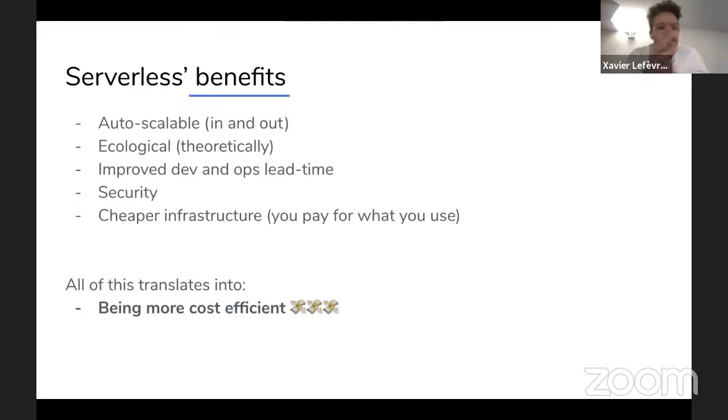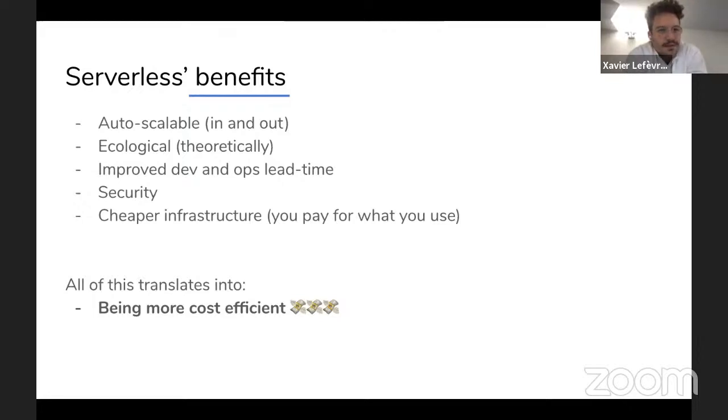So what brings us here? Serverless benefits. When we talk about serverless benefits, we can mention those like auto-scalable in and out. It could be ecological. If you have sources that show and prove that it's ecological, I would love to see them, it would be super nice to know. But theoretically, it's supposed to be ecological. There is some improved dev and ops lead time, security as well, because when you don't have security experts, you enjoy the expertise of your cloud provider. And you're supposed to have cheaper infrastructure when you pay only what you use. Then it really depends on your use case, of course.